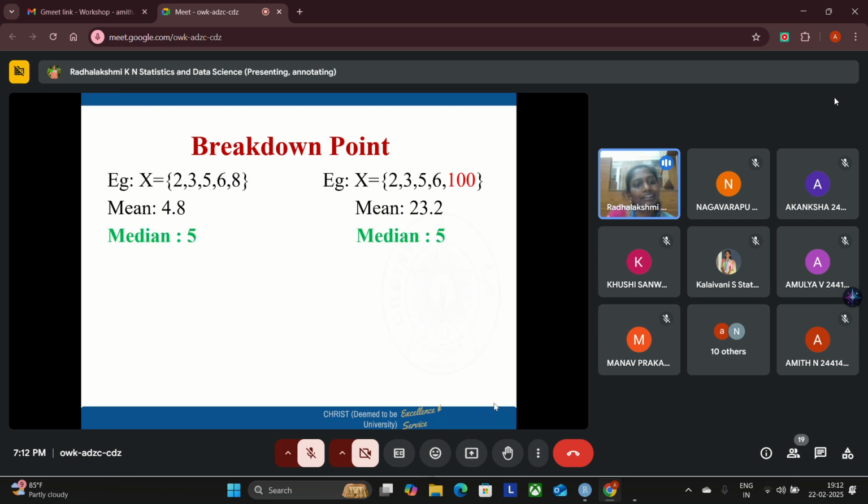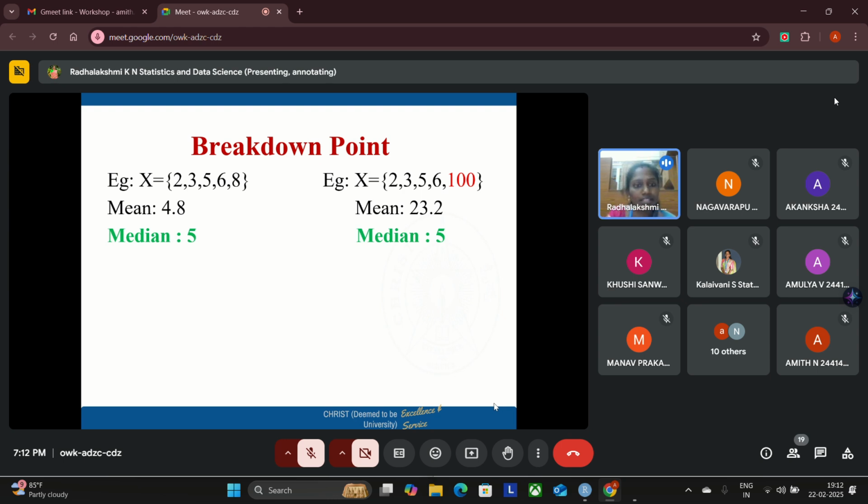While finding the median, what is the answer for the first example? It is 5. And for the second example, the median is also 5. Why? Because if you are calculating the mean and you change a single value, it will be affected, it will affect your answer. It means that the breakdown point of the mean is 0.